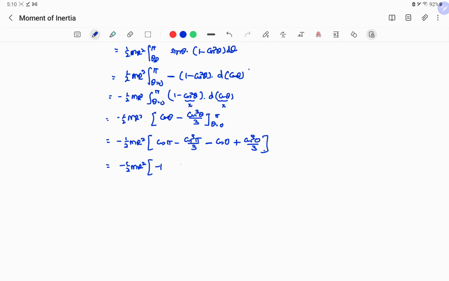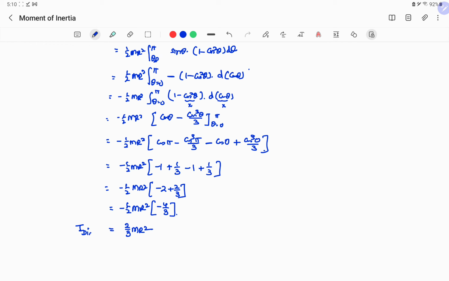This is equal to minus 1 by 2 m r square. Cos pi is minus 1. Then it is minus minus plus 1 by 3. Then it is minus 1, and it is plus 1 by 3. So we will have minus 1 by 2 m r square, and it will be equal to minus 2 plus 2 by 3. This is equal to minus 1 by 2 m r square, and it will give minus 4 by 3. So it is equal to 2 by 3 m r square. This is the moment of inertia of the hollow sphere about its diameter. This formula is important and to be remembered.